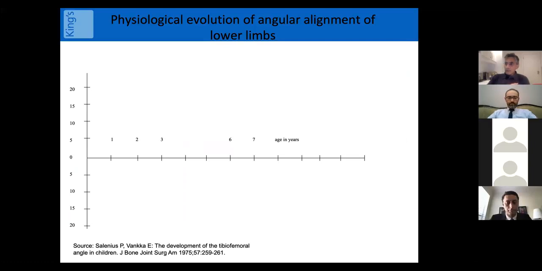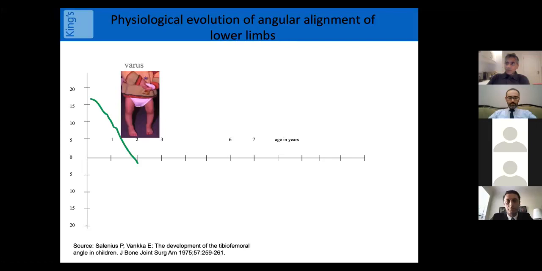This was done in 1975 on an American population, and I don't know why they got so many X-rays, but they had X-ray assessment. So they gave us the prototype of what happens. Generally the human baby is in varus at birth and slowly improves to neutral. And this happens between 1 to 2 years in the Caucasian population.